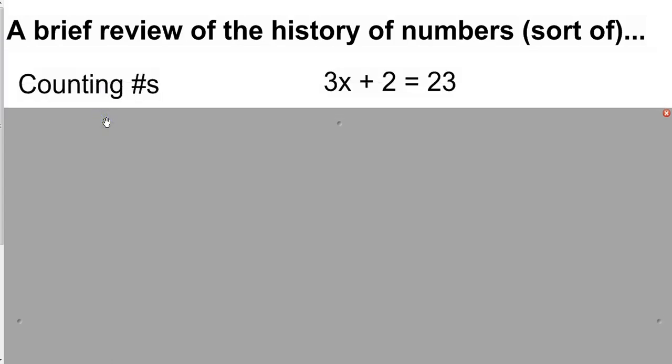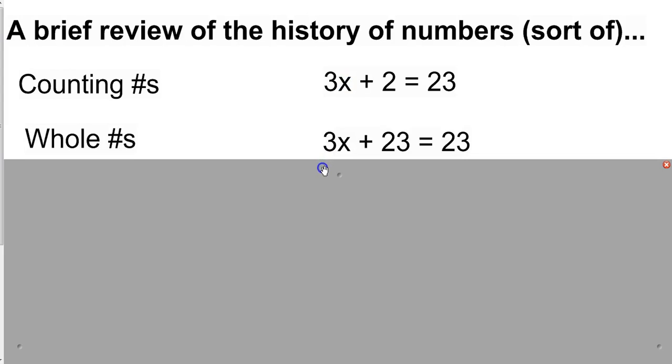Okay, so first off, you knew about counting numbers. That was the first thing you knew, like just 1, 2, 3, 4, 5, right? Of course, you didn't try to solve equations with it, but that was the first type of equation that you solved. You can see that when you subtract 2 and divide by 3, you're going to get a nice counting number. Next, you didn't know about 0, but later you did learn about the number 0, and so when you subtract 23 and divide by 3, you would get x equals 0. 0 is the only number that can solve this equation, so that includes the whole numbers.